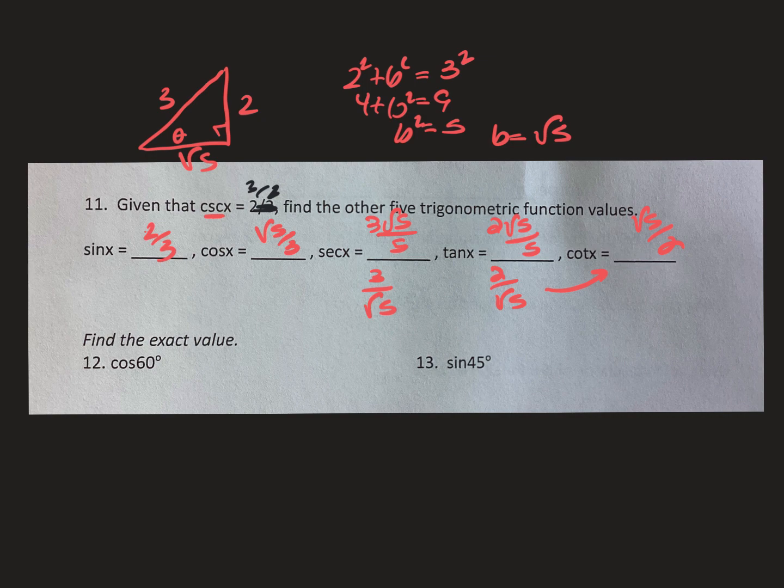All right, I don't have many words for 12 and 13, guys. These are ones you're supposed to know. I gave you that chart, showed you the triangles all week. You got to learn those things. Cosine 60 is a half, sine 45 is square root 2/2. You just got to know those.